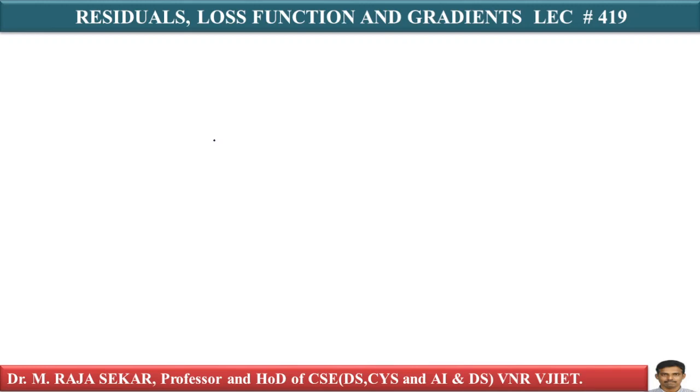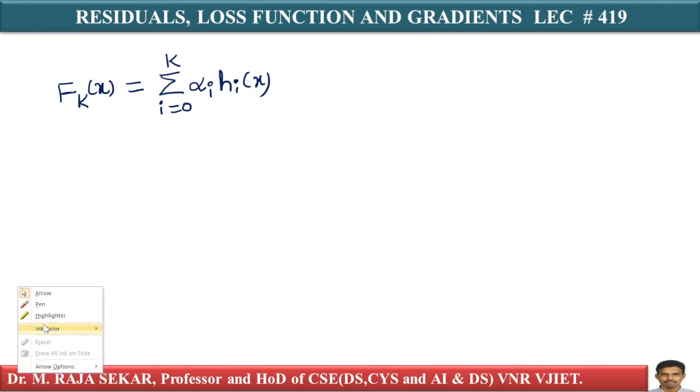We have seen in the previous lecture, at the end of boosting, we build a model with k plus 1 base learners, which is nothing but f_k(x) = sigma i equal to 0 to k alpha_i h_i(x). Now the big question here is, how do you find alpha i's, and how to compute h_i(x)? To compute h_i, we need to get residuals. So let's understand residuals, loss function and how they are related to gradients.